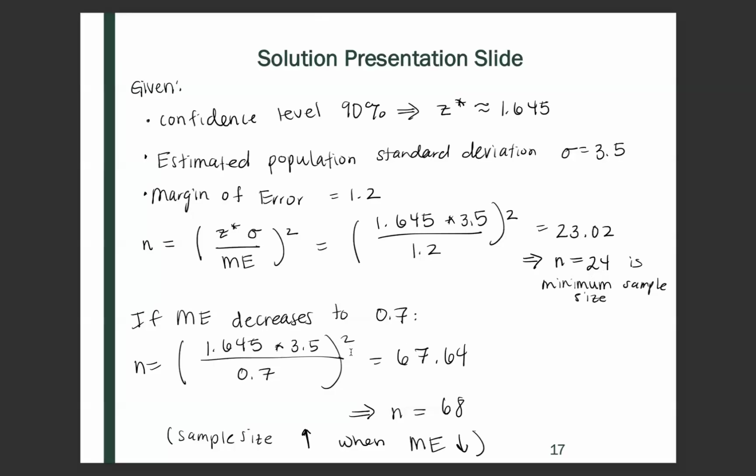Now, if the margin of error, which was 1.2, decreases to 0.7, then our sample size is going to change. So the denominator, where the margin of error is going to now decrease to 0.7, means our sample size is going to now increase to 67.64. Well, that's a decimal. We need to round up to the nearest whole number. So our sample size is actually going to be 68. And so you'll see that the sample size will increase when the margin of error decreases. That's because the margin of error is in the denominator.